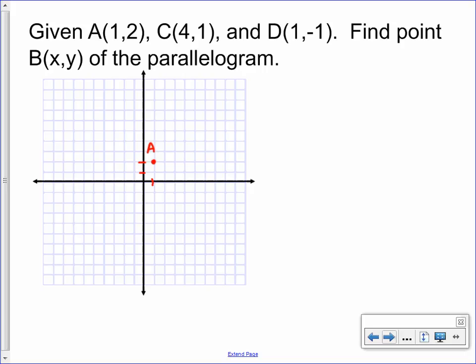Hang on. C is 4 and 1. So there's C. Nope. It's not 4 and 1 is B. D is 1, -1. So this is D. All right. Hang on. I'll show you.